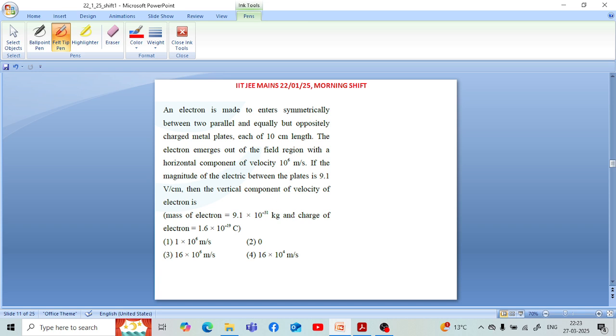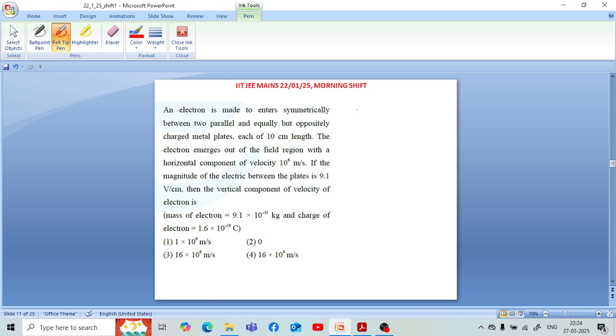vertical component of velocity of electron is, and the given options are: option 1, 1 into 10 to the power 6 meter per second; option 2, 0; option 3, 16 into 10 to the power 6 meter per second; option 4, 16 into 10 to the power 4 meter per second. So the problem is based on some basic concepts of mechanics as well as electrostatics.